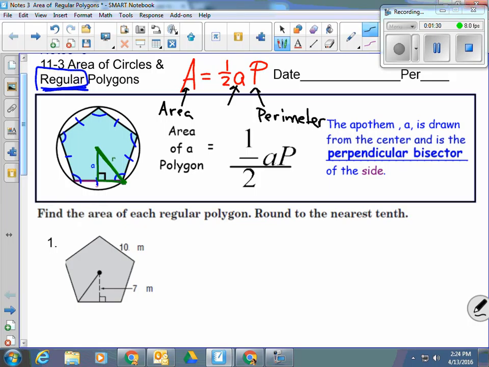That little a is a possum. Not really, it's an apothem. Like a possum, like a baby would say it.